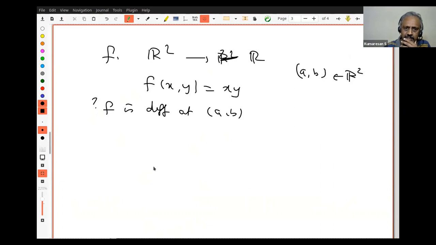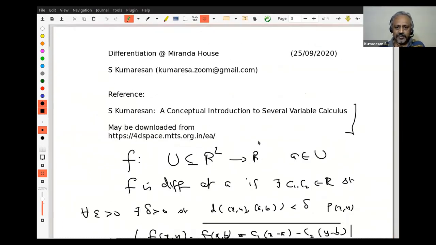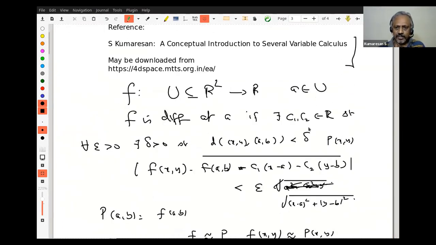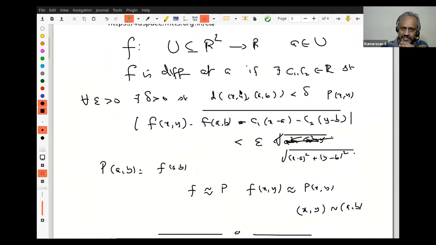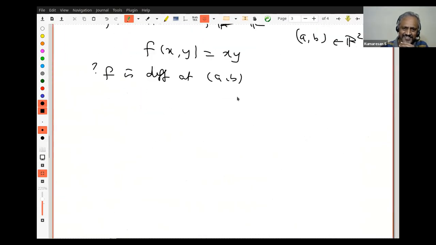Now, if I want to say f is differentiable at (a, b), there is a hell of a lot of things I have to do. I have to find C1 and C2. Then for every epsilon you give me, I have to choose a delta and then do these things. You had already seen me three days in action. Do you think I'm going to do that? No, I'm not going to do that. I will do it my way.